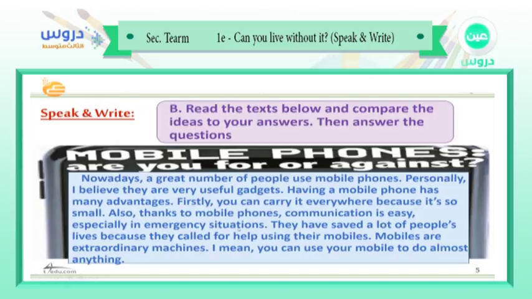He gave us a list, and then he's going to provide an example in order to convince or persuade us about his own point of view. So he said that they have saved a lot of people's lives because they called for help using their mobiles. Okay. Now he's telling us his opinion. Mobiles are extraordinary machines. They are fabulous machines. This is his own opinion. I mean, you can use your mobile to do almost anything. Okay.